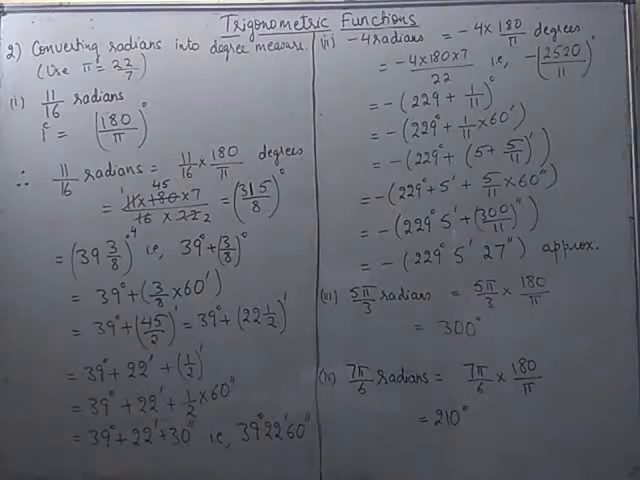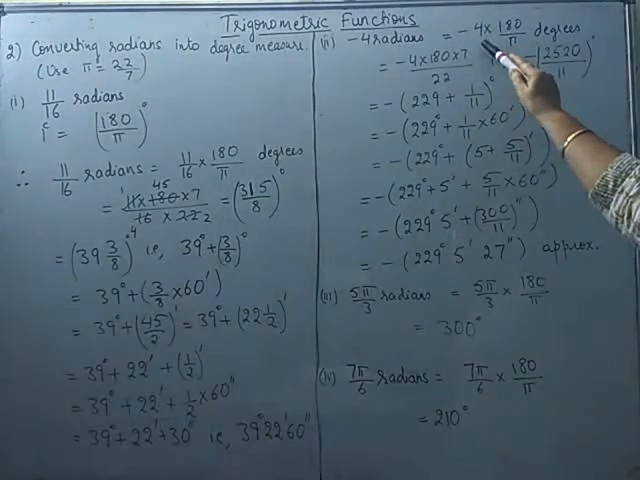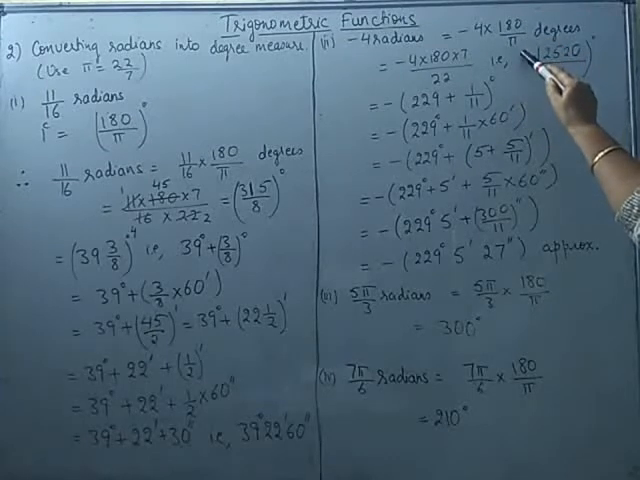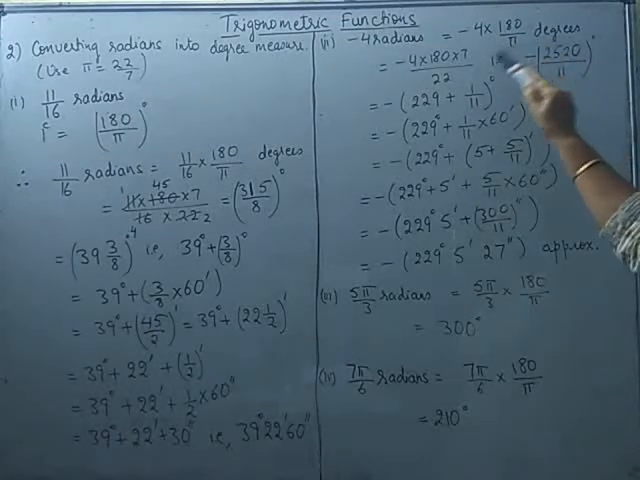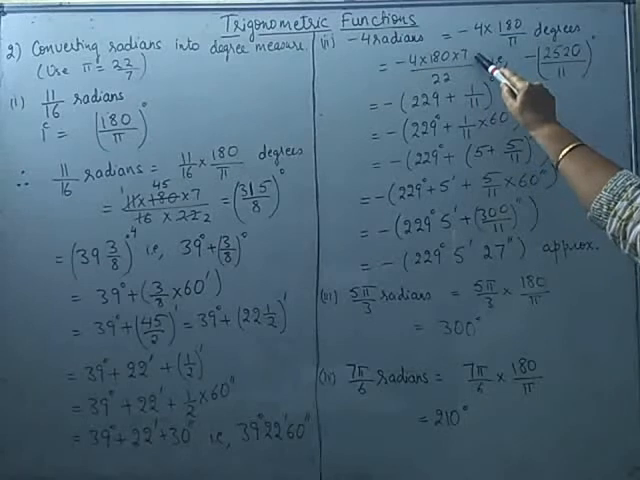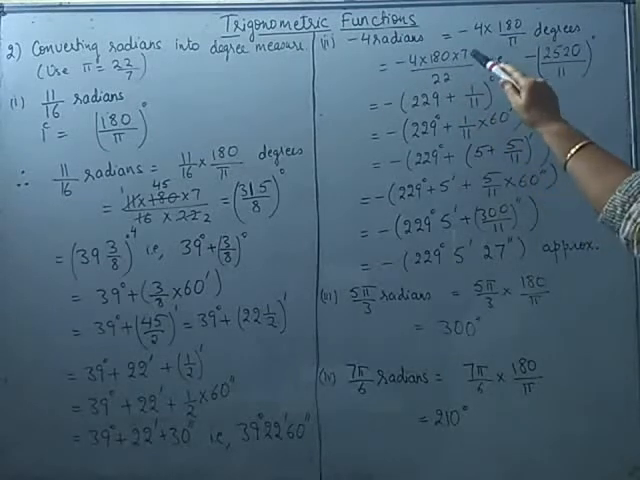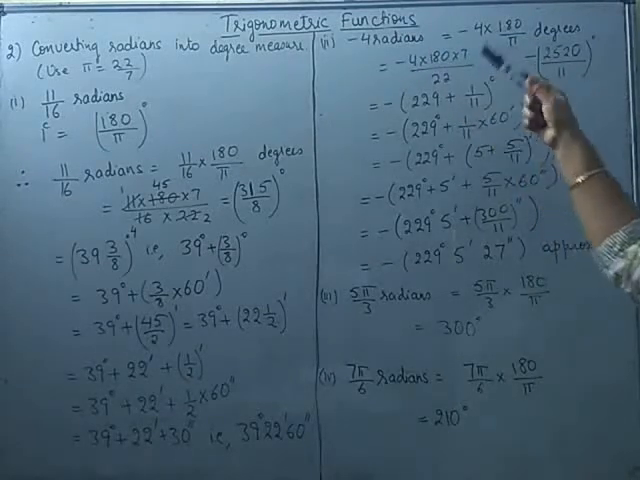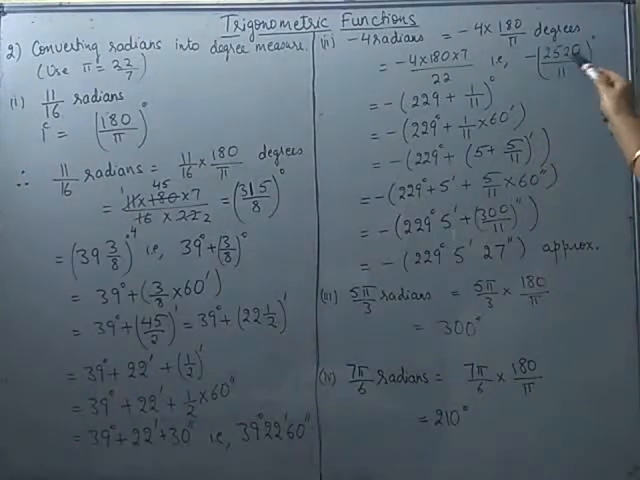Then another one you see, next one, it is minus 4 radians. So again multiplying it with 180 over pi, we can convert it into degrees. So minus 4 radians can be written as minus 4 into 180 over pi degrees. And then replacing pi with 22 by 7, cancelling out the common factors, only these two you can cancel out. It reduces to minus 2520 over 11 degrees.